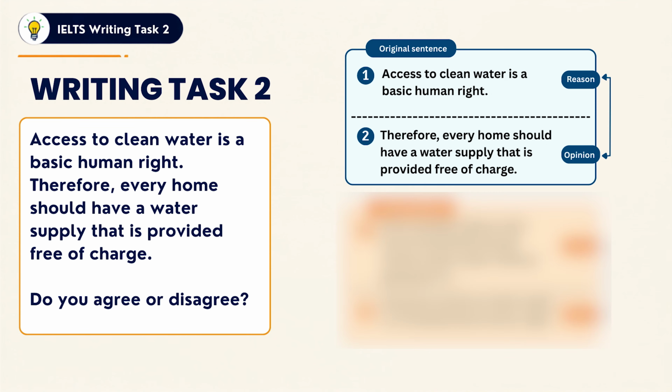Now, look at the second sentence. Therefore, every home should have a water supply that is provided free of charge. Now, look at my paraphrase.